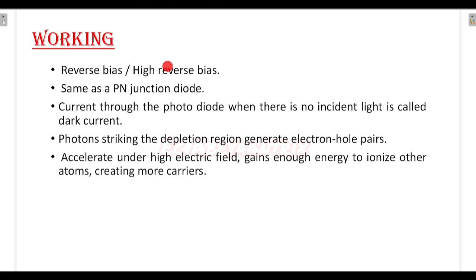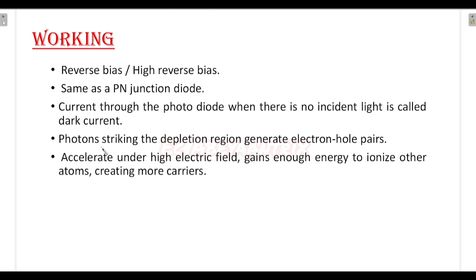As I said earlier, there are two types of mode, reverse bias and high reverse bias. In reverse bias mode, it operates as a normal photodiode. In high reverse bias mode, it acts as an avalanche photodiode, or we can call that mode the avalanche mode of operation, right? Other than that, it works as a normal PN junction diode in forward bias operation. The only difference is light is incident on the PN junction. And even if there is no incident light on the PN junction, there will be a negligible amount of current flow. That current is called dark current. The current through the photodiode when there is no incident light is called dark current, right?